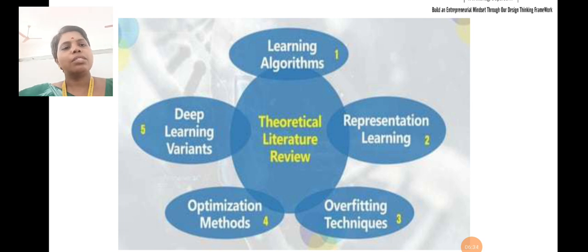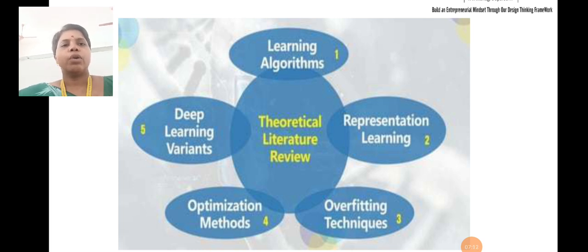Then overfitting techniques. Here also we must be choosy to handle overfitting and underfitting, like PCA. We must be aware of those overfitting techniques. And optimization methods, because we have many categories of optimization methods, and deep learning variants. So these are the five categories under which we should analyze deep learning. We should analyze what the problem is and what we need under these five categories. After that we will proceed, and then the process will be quite fine.